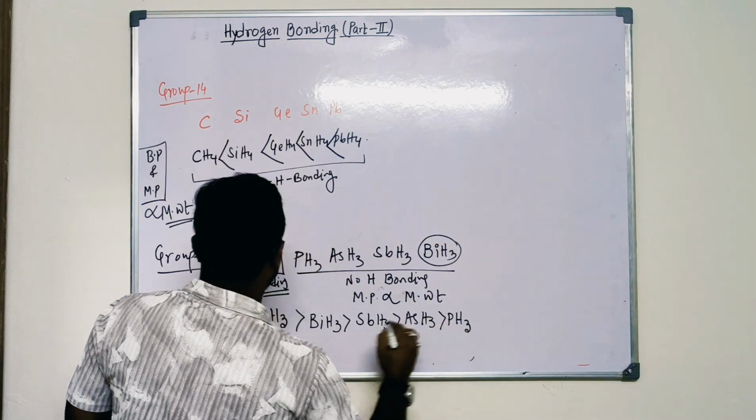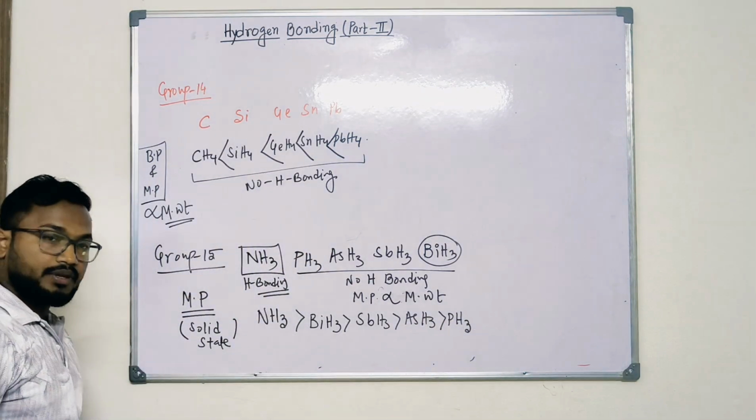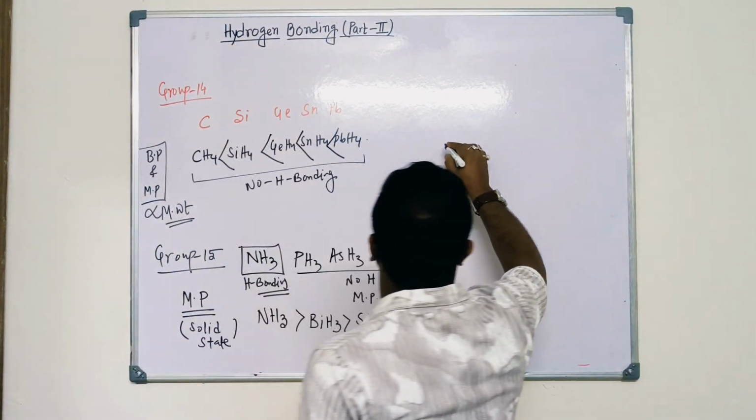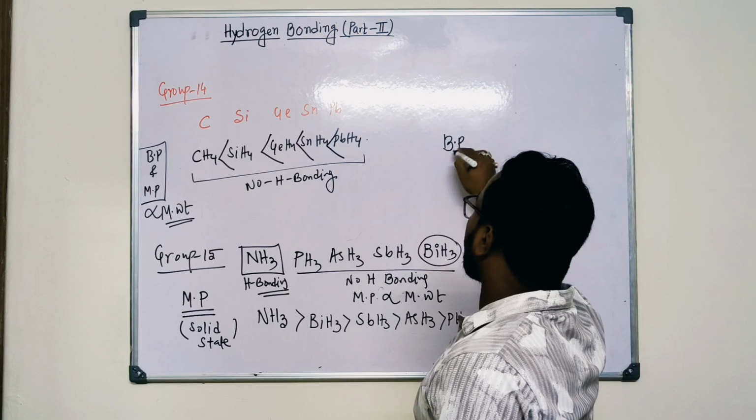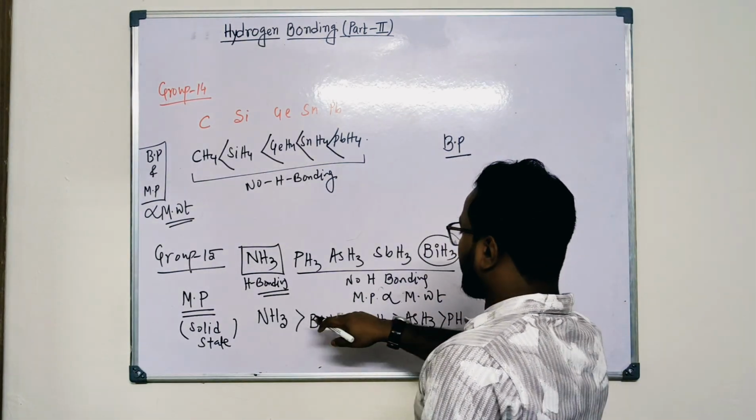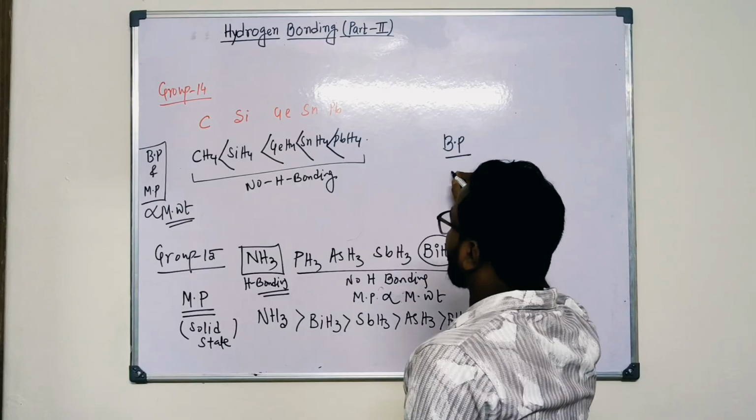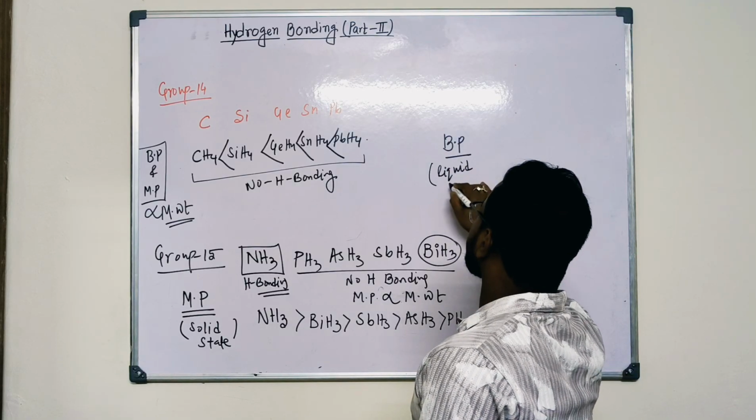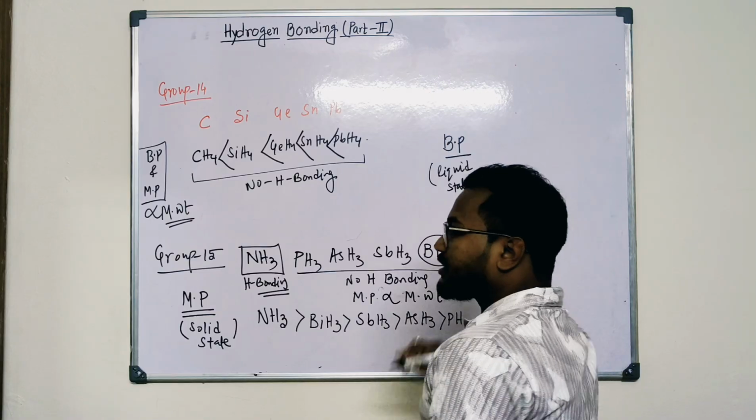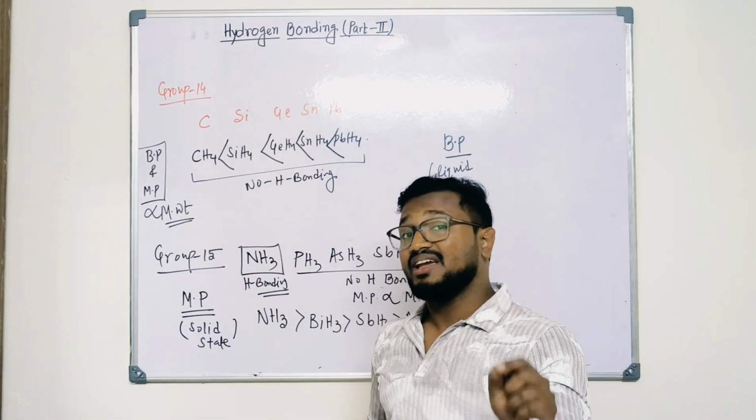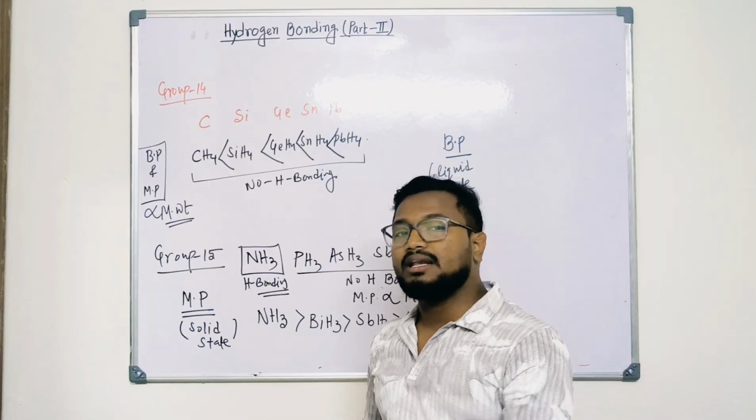So this will be the order of melting point. Boiling point, how can you compare boiling point for group 15? Let's see. For boiling point of group 15 molecules, what is the basic logic? Boiling point is always compared in liquid state. So whenever you are comparing boiling point of a molecule, you have to check its liquid state. What is happening in its liquid state?